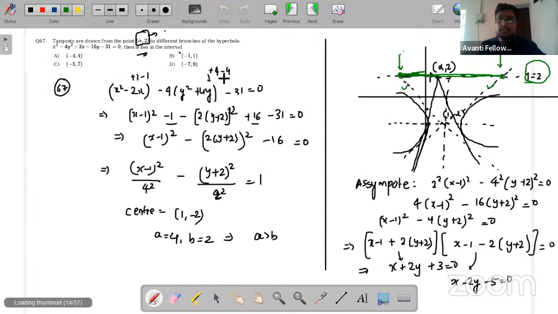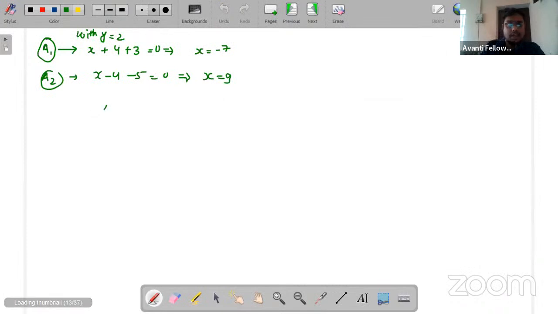So clearly this x value is minus 7, y is again 2. Here it is 9 comma 2. These two are the points of intersection of this line with the asymptotes. So that means alpha should lie between minus 7 and 9. So minus 7 comma 9 is my answer. Alpha should lie between minus 7 comma 9.